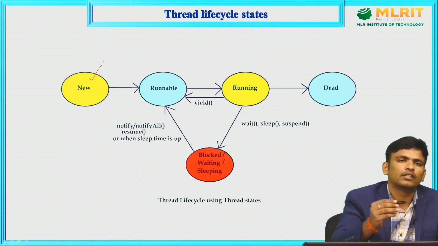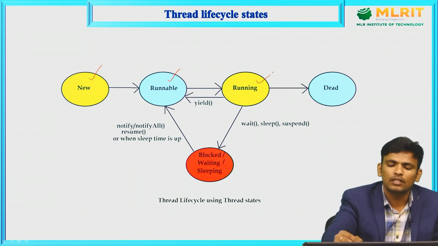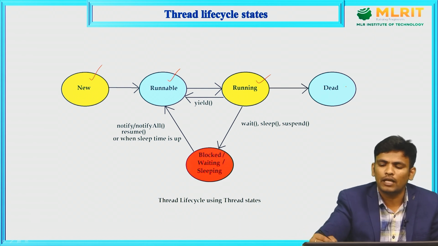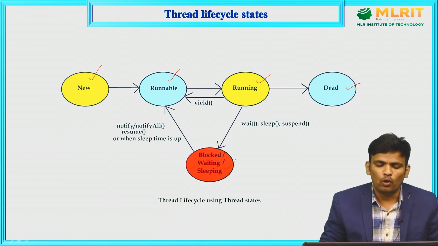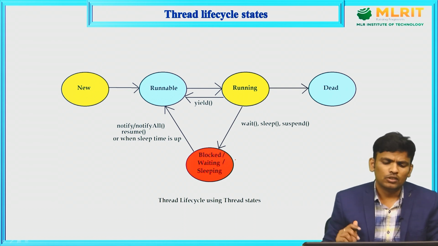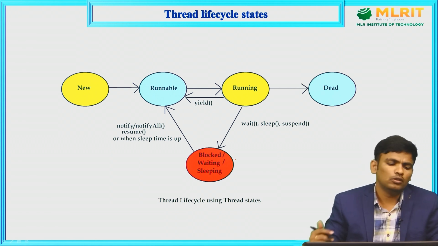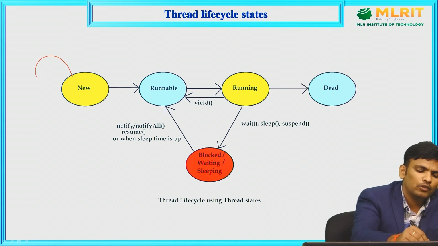Sometimes a thread may be in new state, sometimes in runnable state, sometimes in running state, sometimes in dead state, or sometimes in blocked, waiting or sleep state. Now we'll see when a thread enters the new, runnable, running, dead and blocked states. Whenever you create an object of the thread, your thread will enter into the new state.